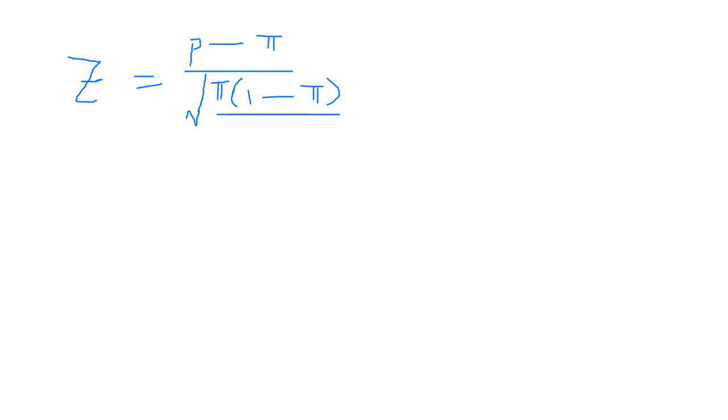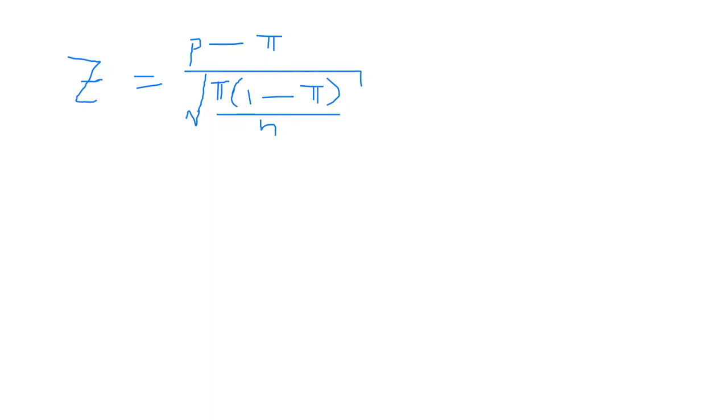The other formula for Z that you'll come across will be this. I'll write it in blue. It's Z, and this is when you're dealing with proportions. It is P minus pi, all over the square root of pi times 1 minus pi, all over n. All of this is under the square root.